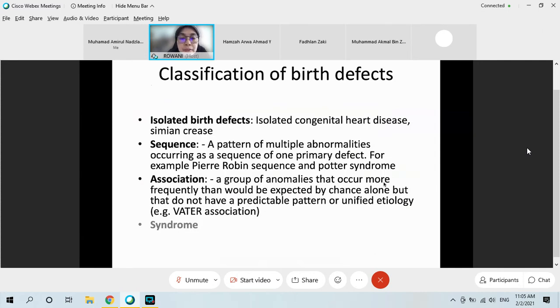Association is another situation whereby a patient is found to have certain congenital anomalies, but it is difficult to predict that it has originated from one source or from a unified etiology. So you call it association.